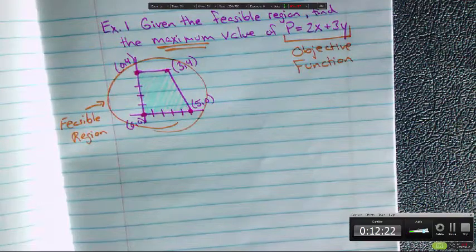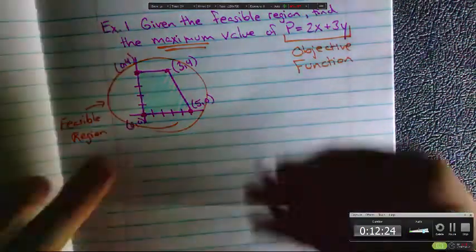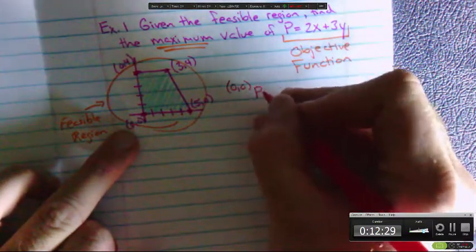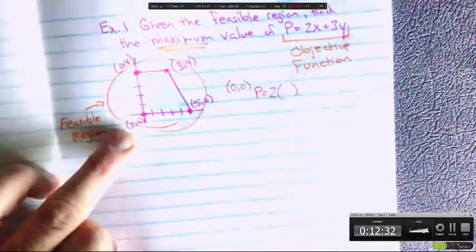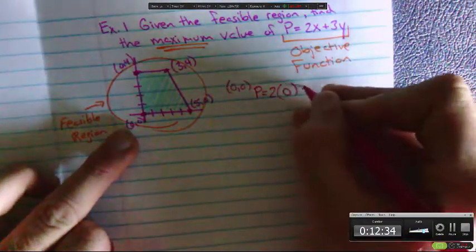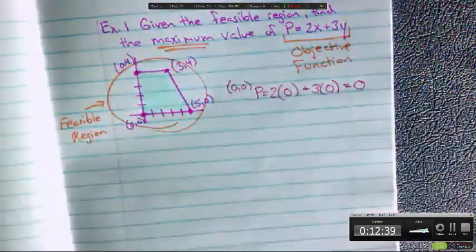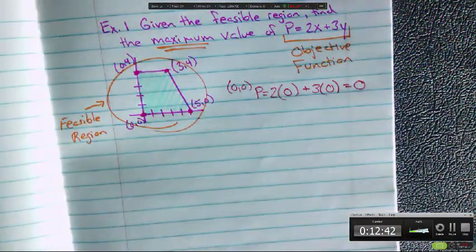Okay, so here's how we'll do this. We're going to start off at the point 0, 0. And we're going to go to the function p equals 2 times, what are we going to replace x with? 0, plus 3 times 0, replace y with 0. That should make sense because if you make 0 of anything, we can think of p as profit. If you make 0 of anything, your profit is going to be 0. You're not making any money by having 0 objects. So that's the one vertex.